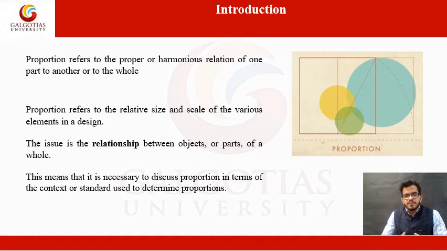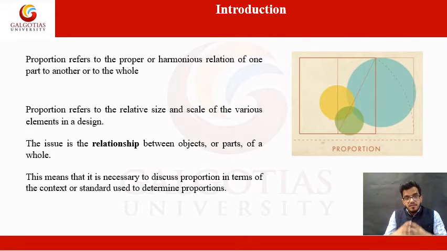So let us first understand the basic definition of proportion. Proportion refers to the proper or harmonious relation of one part to another or to the whole. This means if there are two or more elements of design in a composition, there is always a need of contextual study. This is the same as the number of spoons of sugar required in a proper proportion to make a perfect cup of tea.